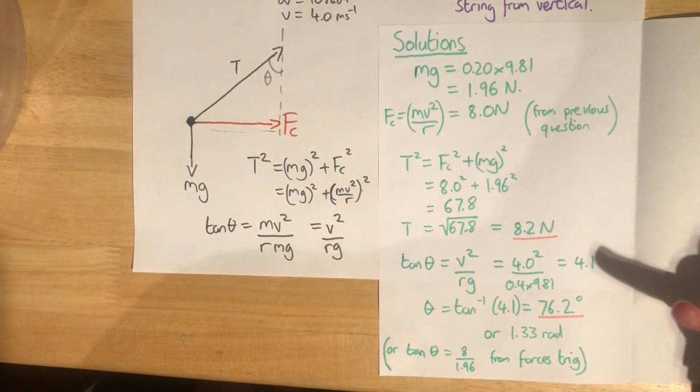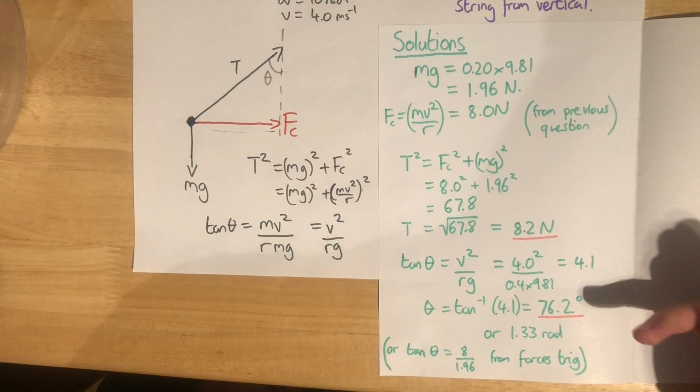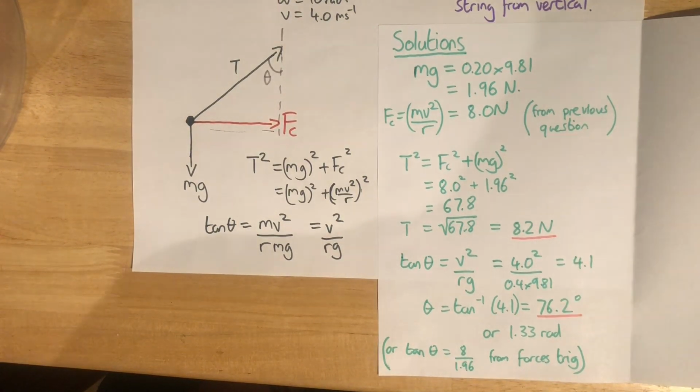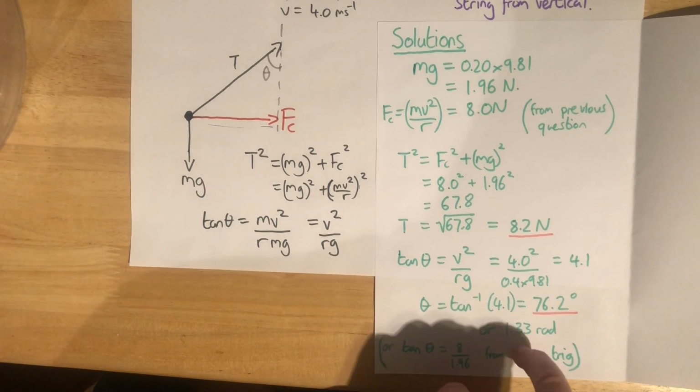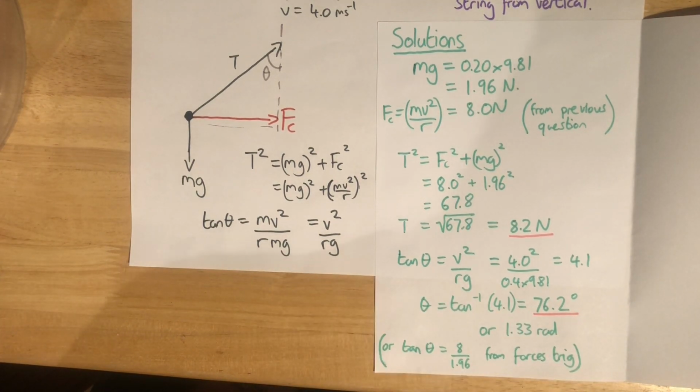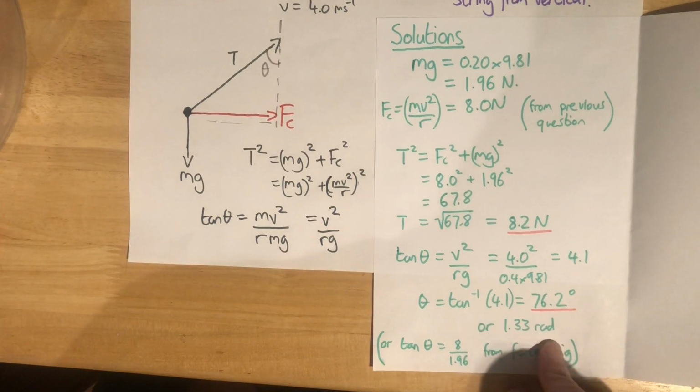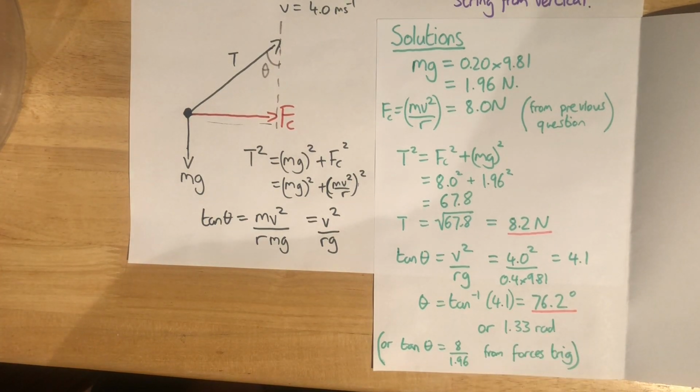Do be careful with your calculator, because you might have put your calculator into radians from other contexts or from maths. If you do that, you'll get an answer of 1.33. It's absolutely fine to quote your answer as 1.33, so long as you make sure you've got the unit of radian there. So 76.2 degrees or 1.33 radians.